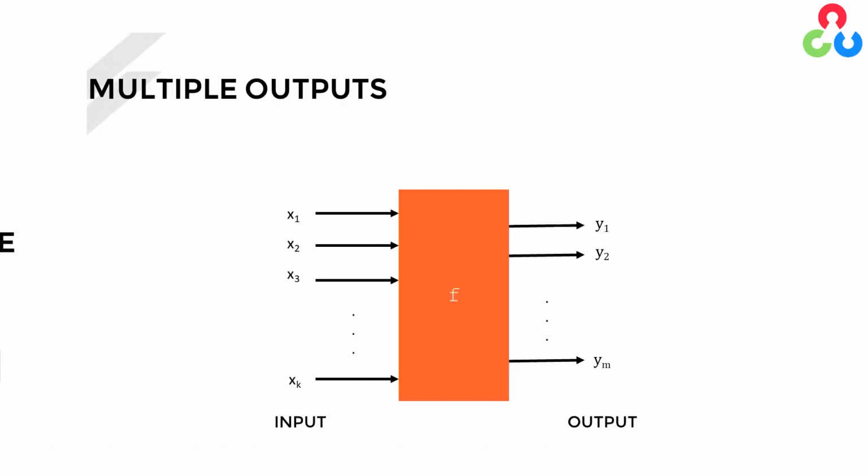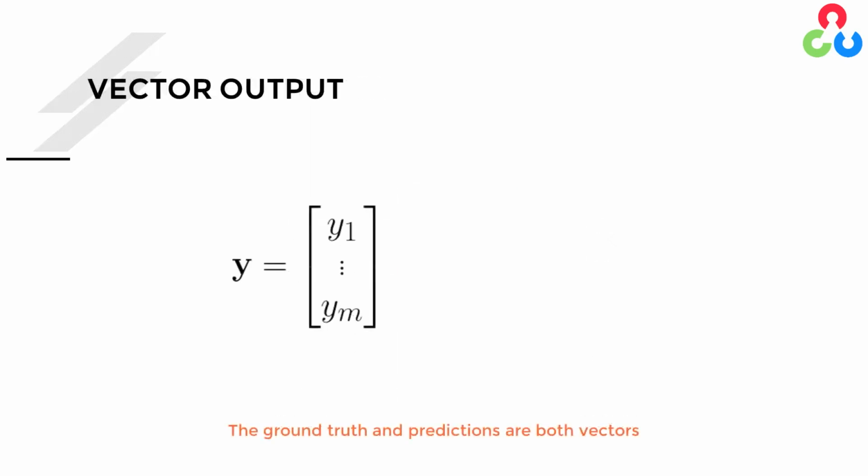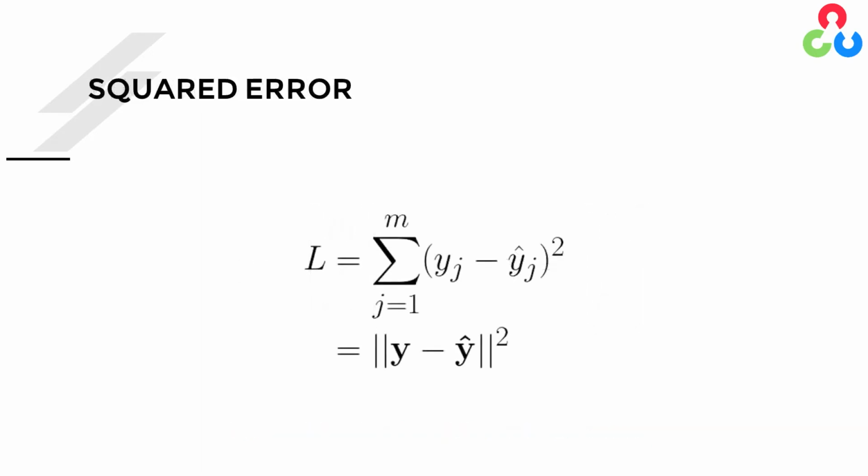Now let's see how the problem changes if the output is not a scalar but a vector. So our ground truth output is also a vector y, and the predicted output is given by a vector y hat. Notice we will use bold font whenever we are referring to a vector or a matrix. In this case, the output vector has m elements. We can calculate the error vector just like before by subtracting y from y hat. To calculate the square of the error, we simply take the L2 norm of the error vector and square it.